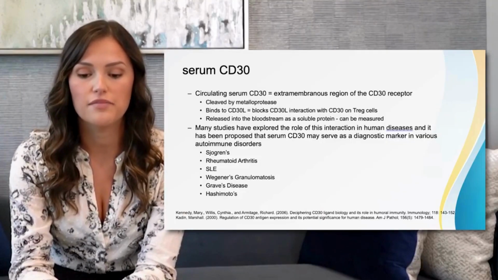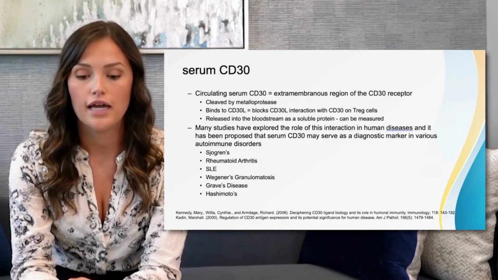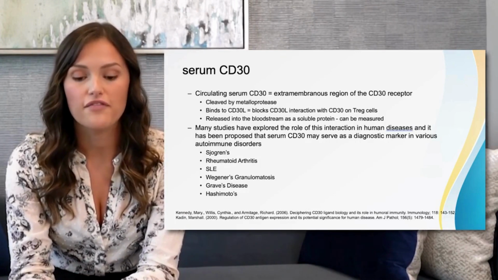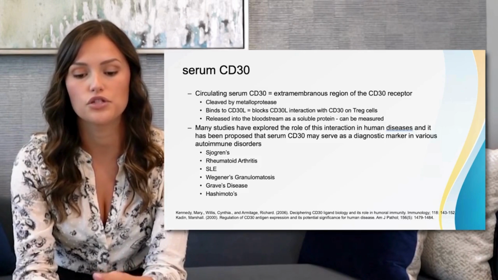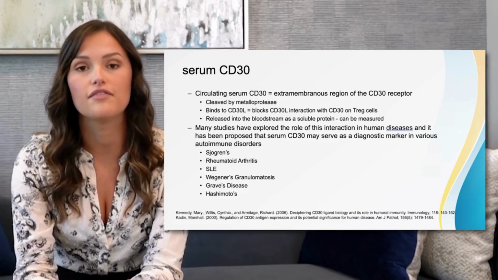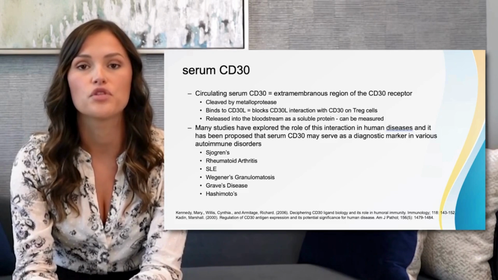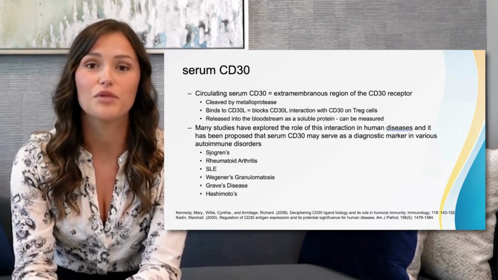Researchers have been exploring this interaction and this blocking in autoimmune diseases. What they found is that in Sjogren's, rheumatoid arthritis, lupus, Wegener's granulomatosis, Graves' disease, and Hashimoto's disease, there's a significant increase in serum CD30 during these disease processes. But this has yet to be studied in breast implant illness.